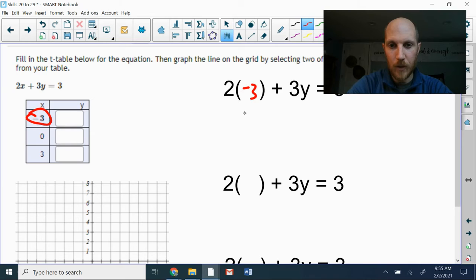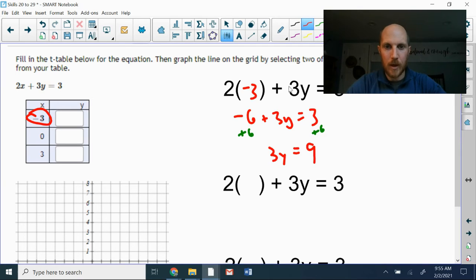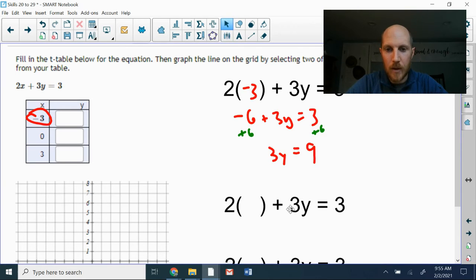So 2 times -3 is -6. And I'll try to get the y by itself. So I'll add 6 on both sides, which gives me 3y equals 9. And then need a tiny bit more space. Divide both sides by 3.